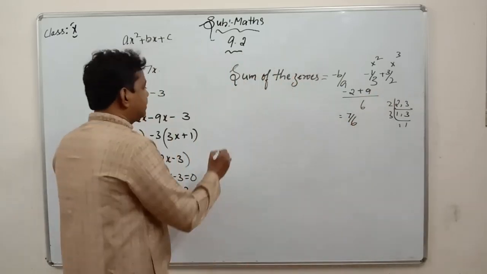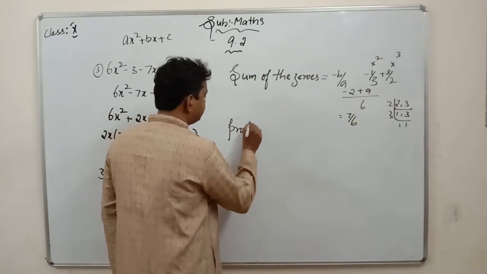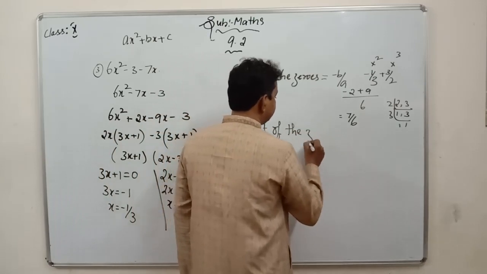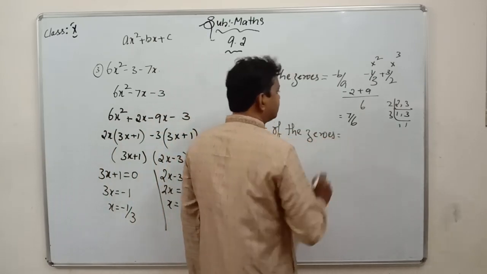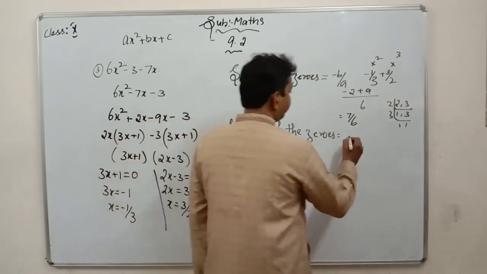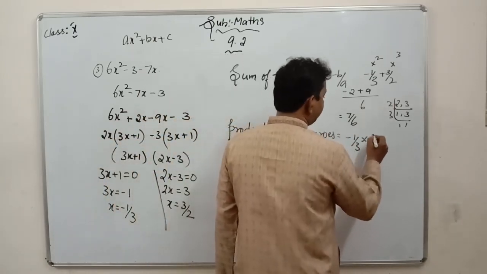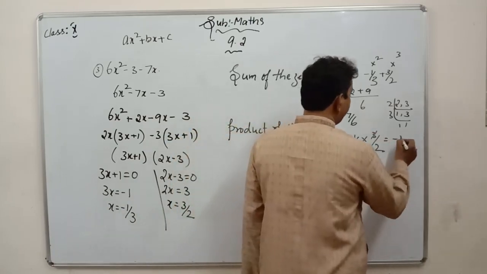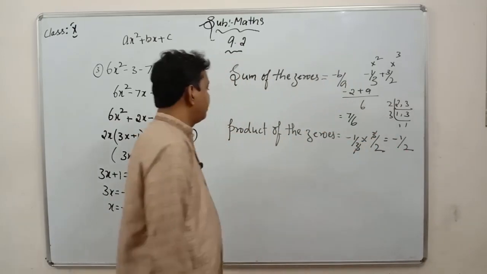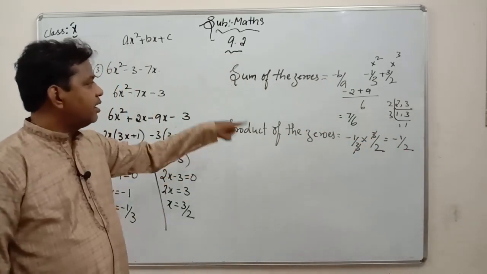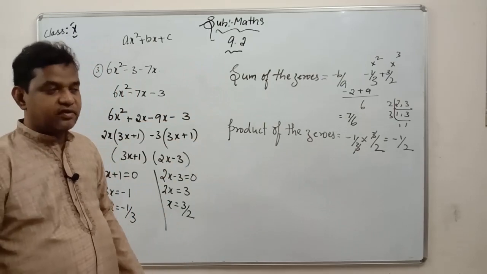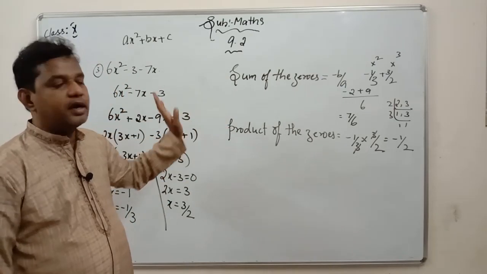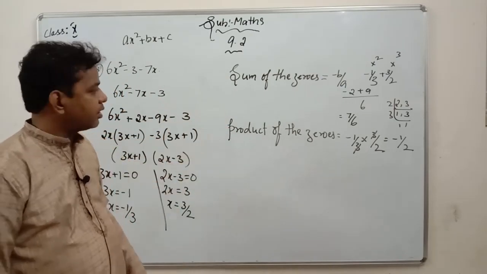Now let us see product. So over the product of the zeros, we have minus 1 by 3 into 3 by 2 we have. Directly you can cancel 3 and 3, then we have minus 1 by 2. So the product of the zeros is minus 1 by 2 and the sum of the zeros equals to 7 by 6. So we have these two here, both sum of the zeros we have, and we have both product of the zeros also. Okay, copy now.